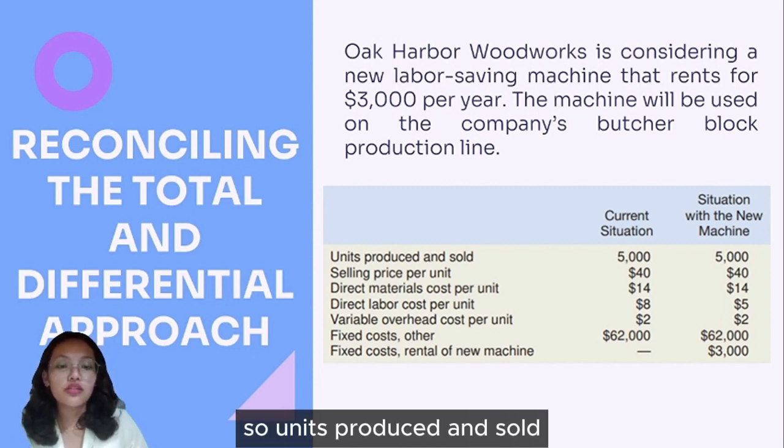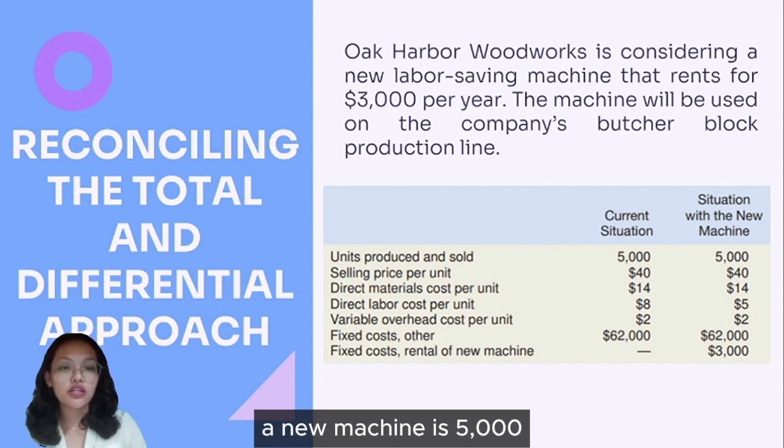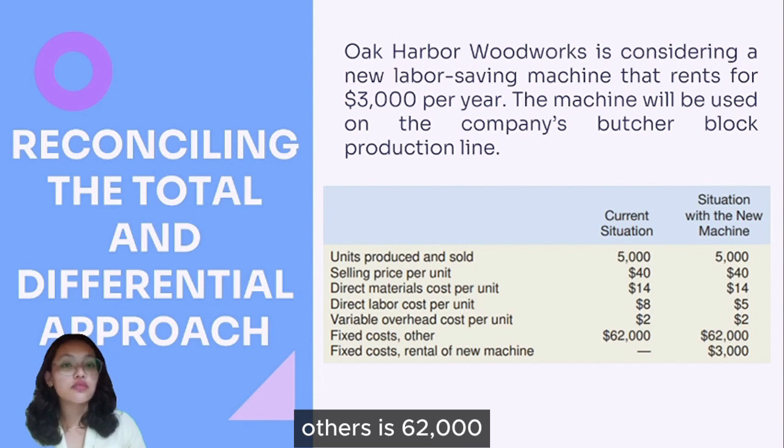So units produced and sold in the current situation and with the new machine is 5,000, selling price per unit is $40, direct materials cost per unit is 14, the direct labor cost per unit in the current situation is 8, and with the new machine is 5, variable overhead cost per unit is 2, and fixed cost others is 62,000, fixed cost rental of new machine in the current situation is none, and with the new machine is 3,000.